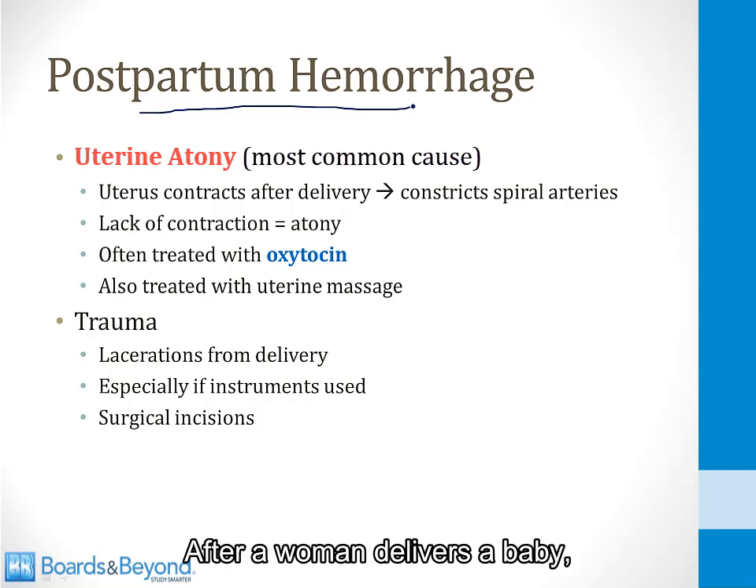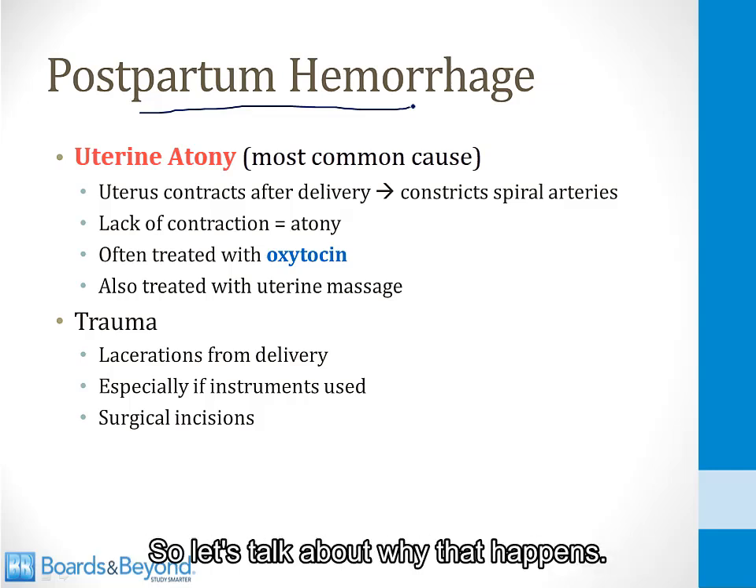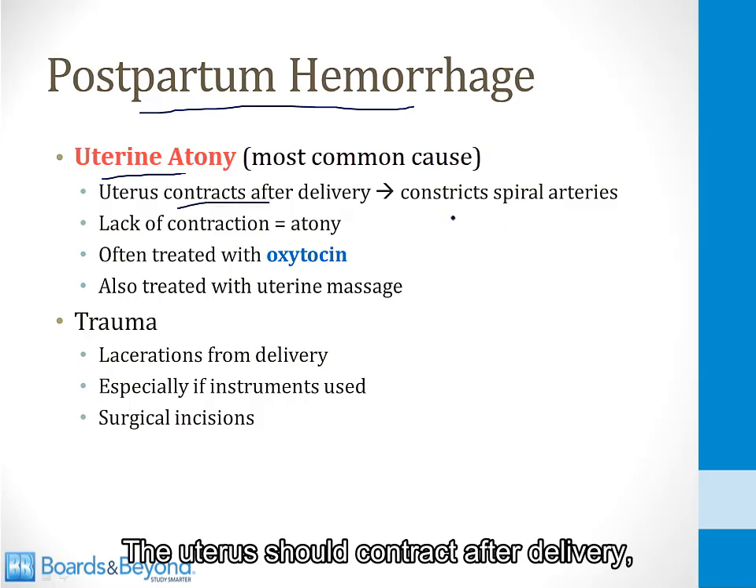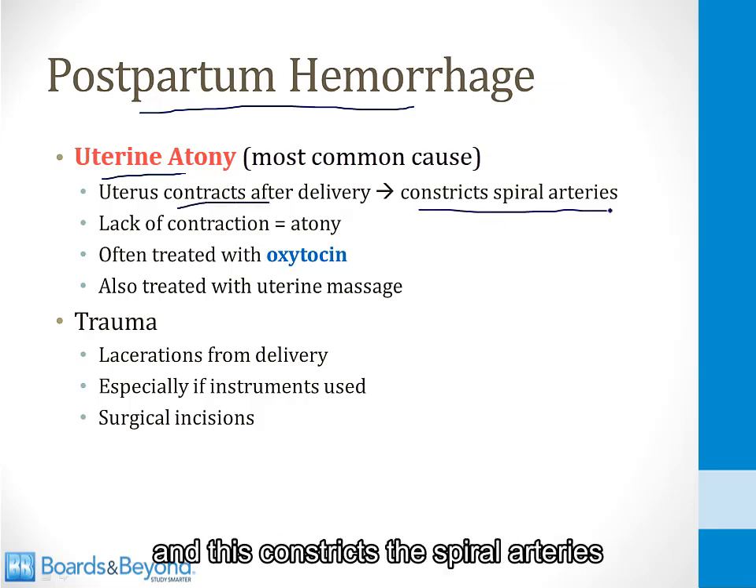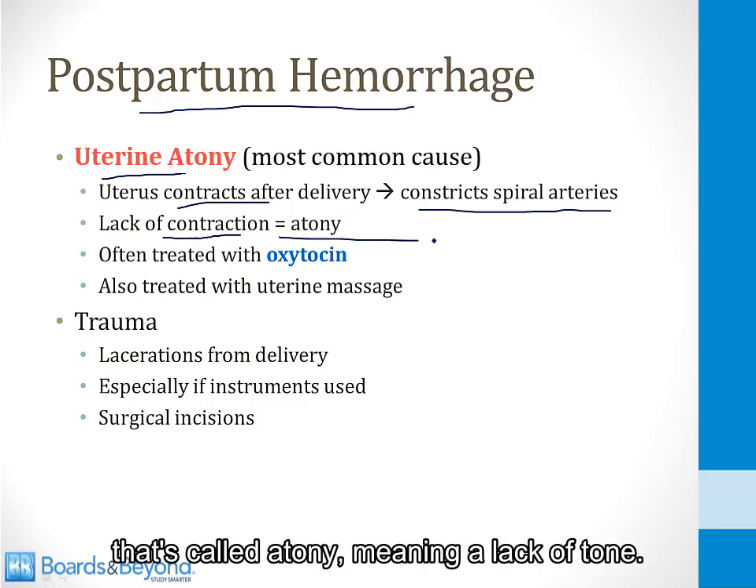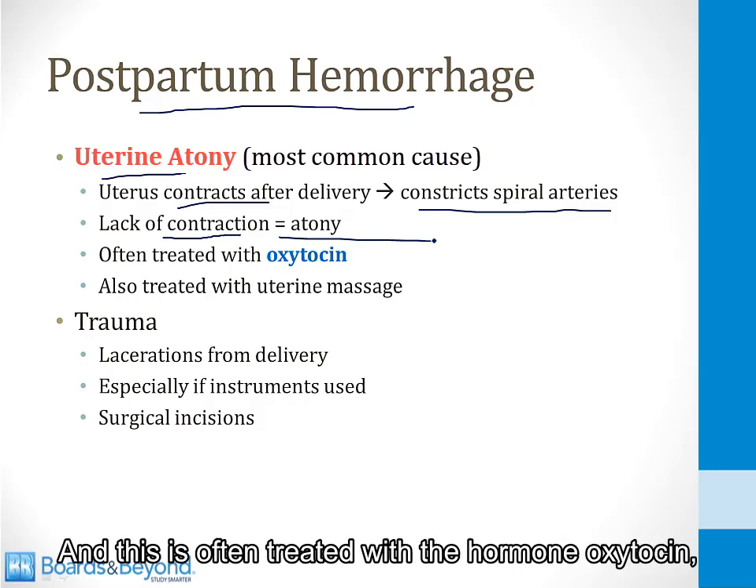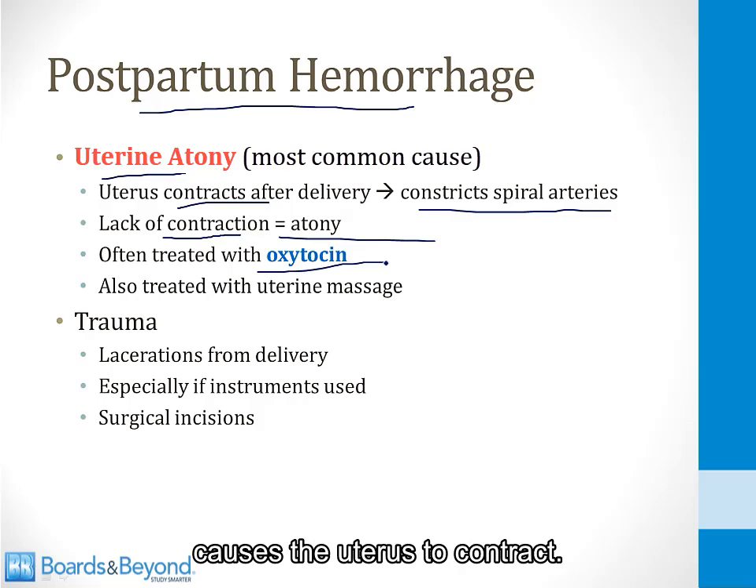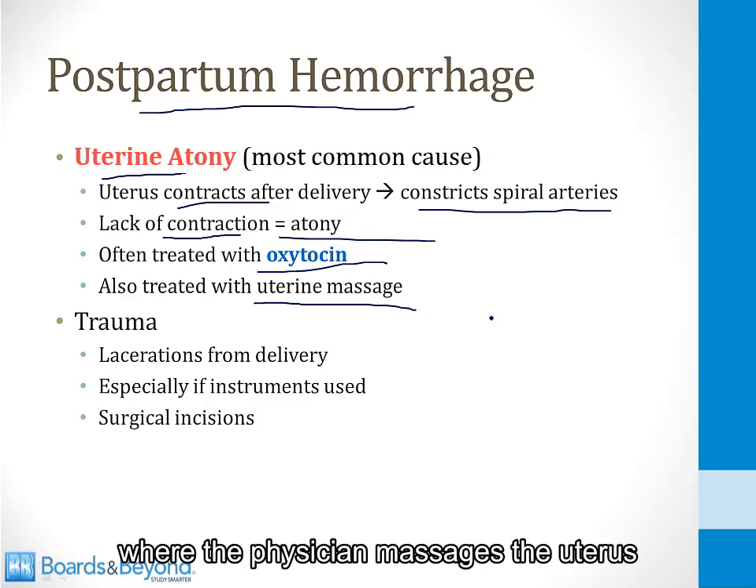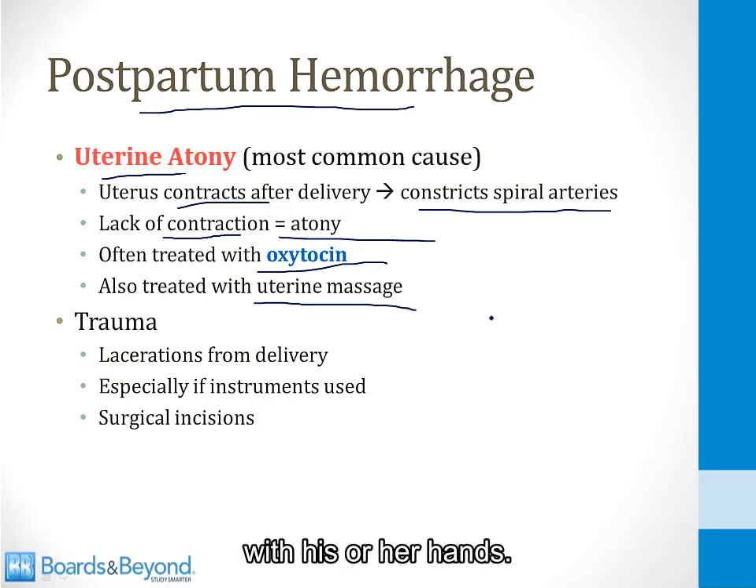After a woman delivers a baby, there is often bleeding from the uterus, so let's talk about why that happens. The most common cause is uterine atony. The uterus should contract after delivery, and this constricts the spiral arteries and prevents bleeding. If there is a lack of proper contraction, that's called atony, meaning a lack of tone. And this is often treated with the hormone oxytocin, which, as you may know, causes the uterus to contract. It's also sometimes treated with simple uterine massage, where the physician massages the uterus with his or her hands.